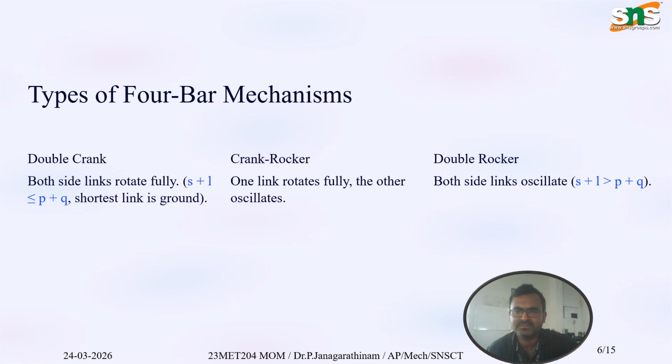So these are the different types of four-bar mechanisms: double crank mechanisms, crank rocker mechanisms and double rocker mechanisms. The shortest link is the ground in our double crank mechanism, and in the crank rocker one link rotates fully. The crank will rotate 0 to 360 degrees, and based on the crank rotation, the output will vary. In the double rocker mechanism, both the side links oscillate. So based on the applications or specifications, we have to change that equation.